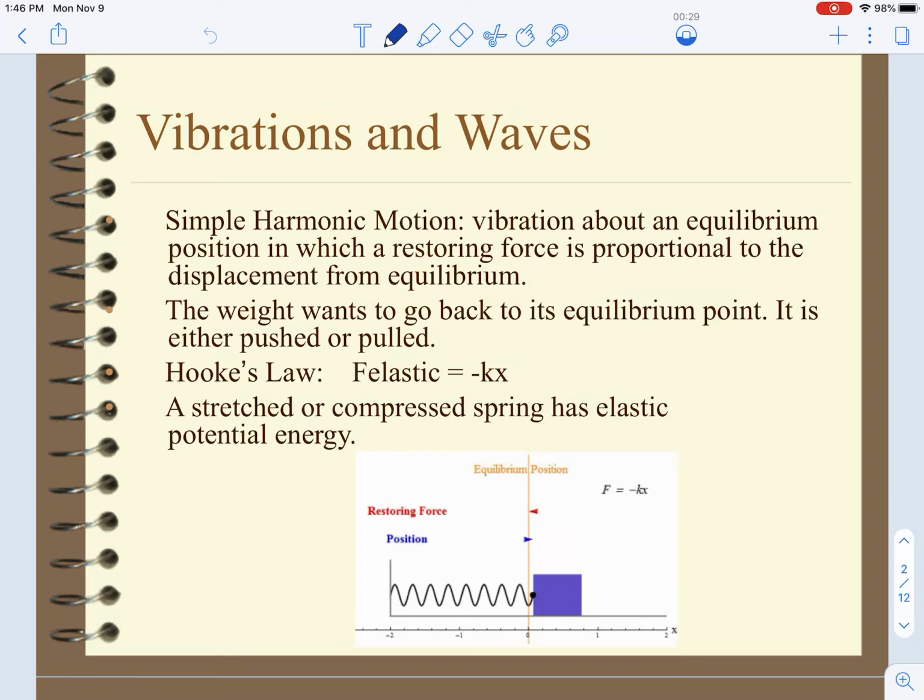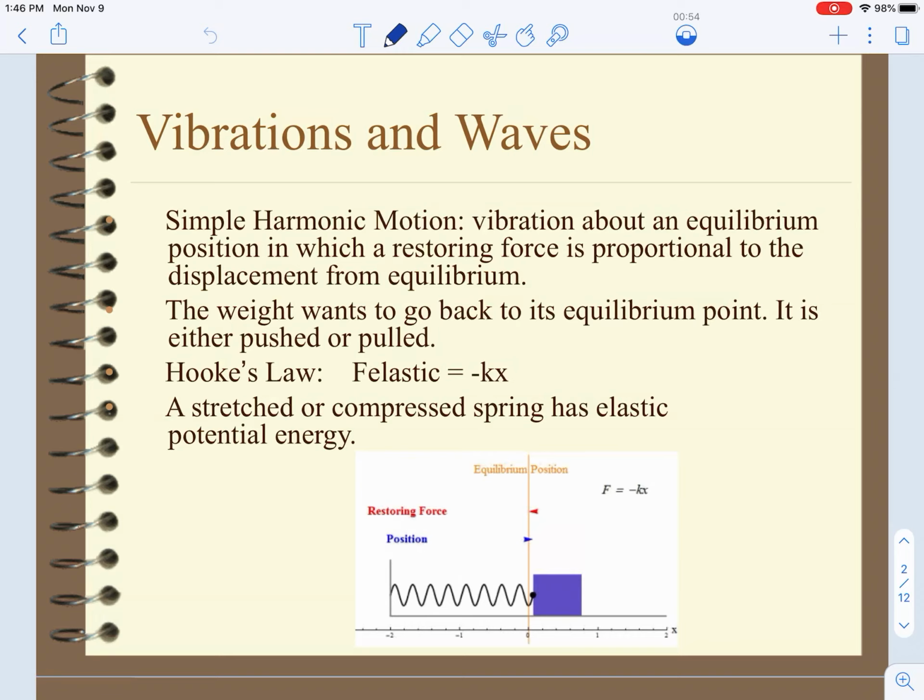Here it says that we have vibration about an equilibrium position in which a restoring force is proportional to the displacement from equilibrium. In this image, you see that there is a spring, and ideally this is an animation so you can see it moving, but that's okay. We will pretend that you can see this object oscillating or bouncing to the right and then back to the left, to the right, and then back to the left.